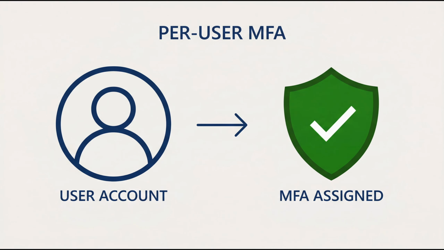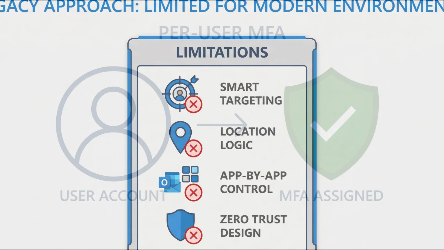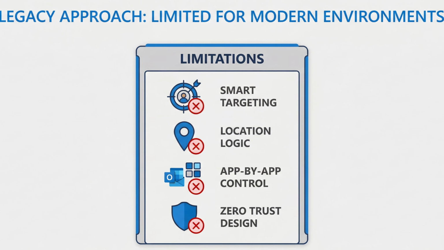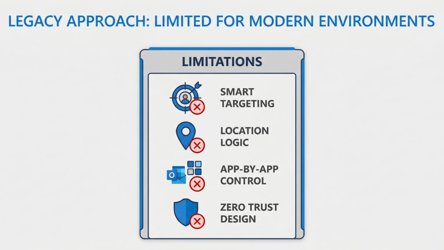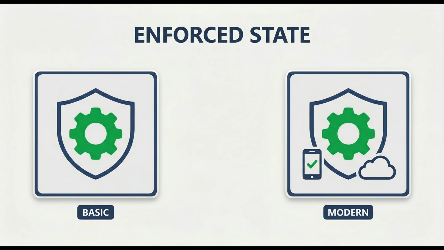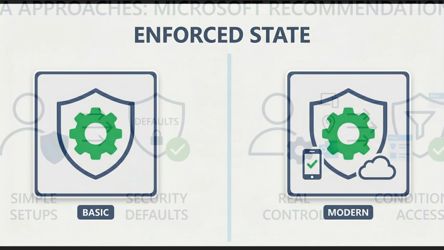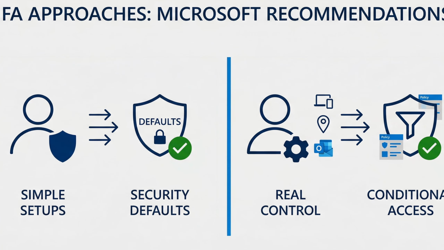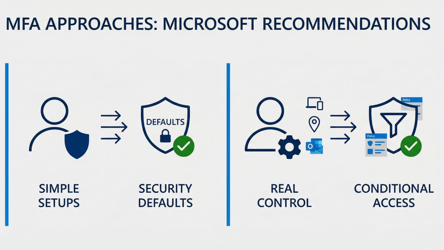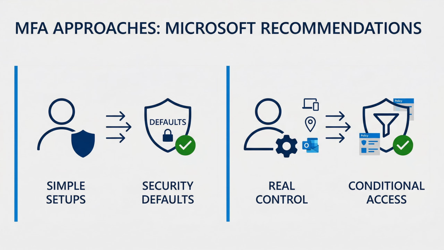So in plain English, per-user MFA is basically: this user gets MFA, that's it. No smart targeting, no location logic, no app-by-app control, no real zero trust design, and that is why Microsoft considers it legacy. It's not wrong, it is just too limited for modern environments. That is why Microsoft recommends: use security defaults for simple setups, use conditional access for real control, and avoid building new design on per-user MFA.